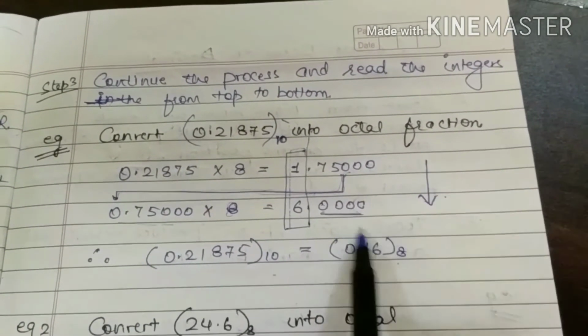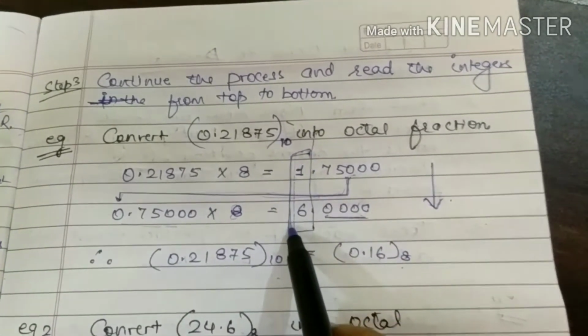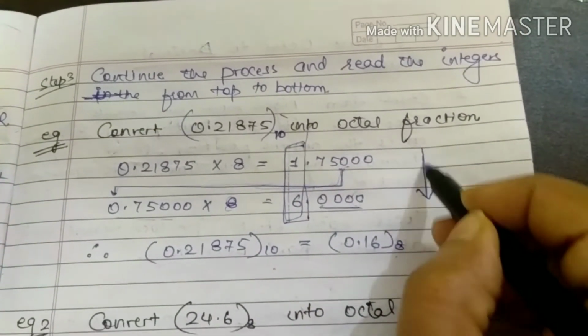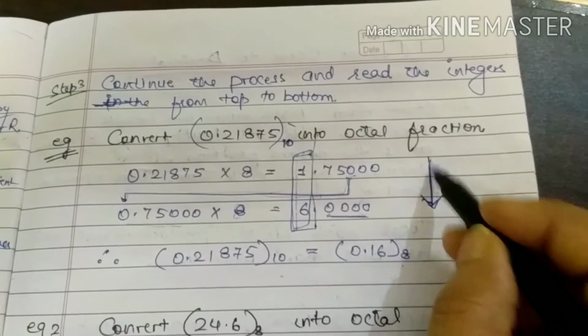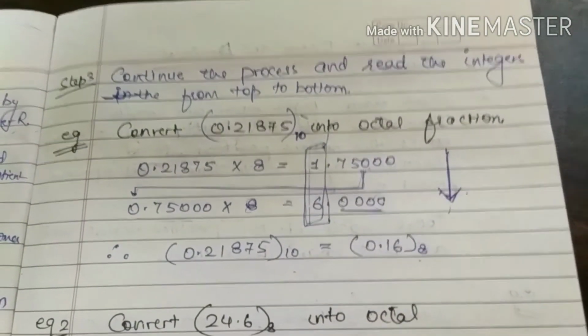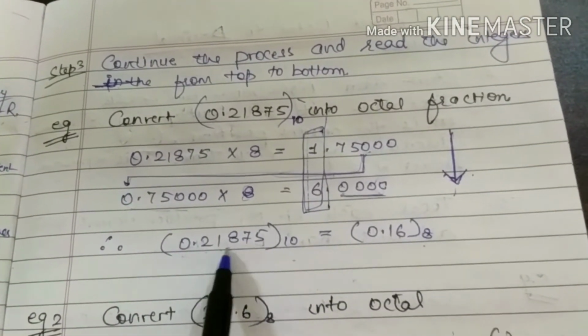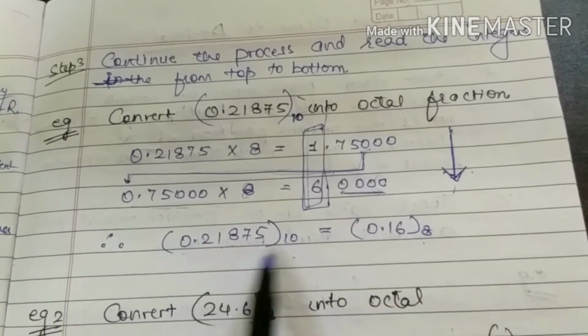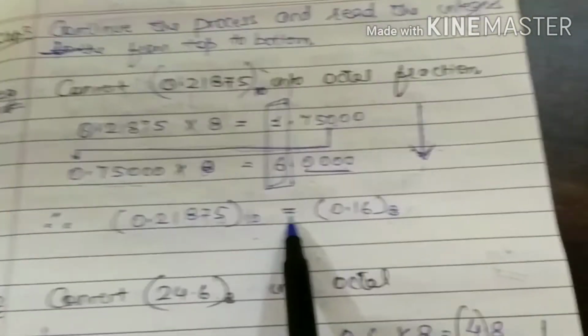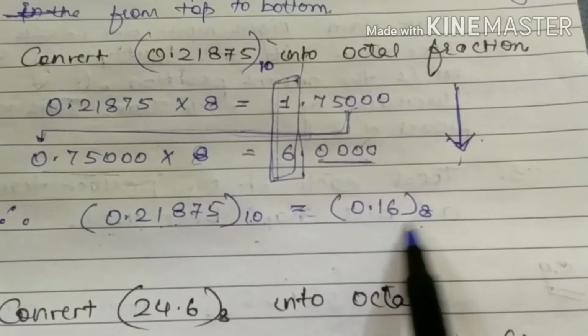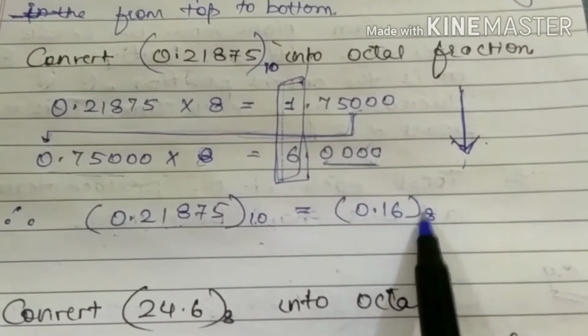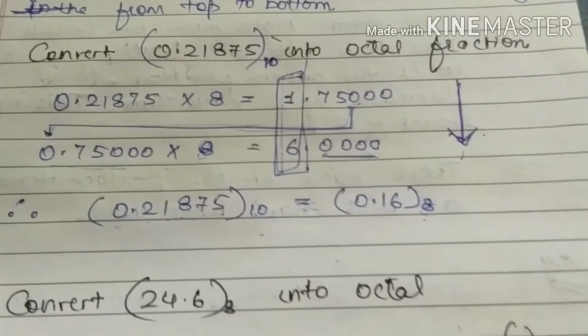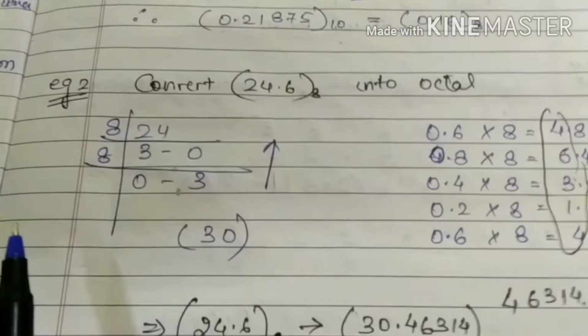Got it? So now my answer, I will record what? This integer part and it will be written like this, top to bottom. Now the answer will be what? 0.21875, that is the decimal number. Its octal equivalent will be 0.16 and the base is what? 8. Let us solve one more example.